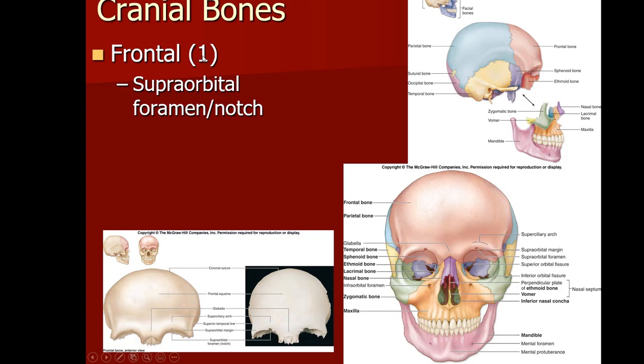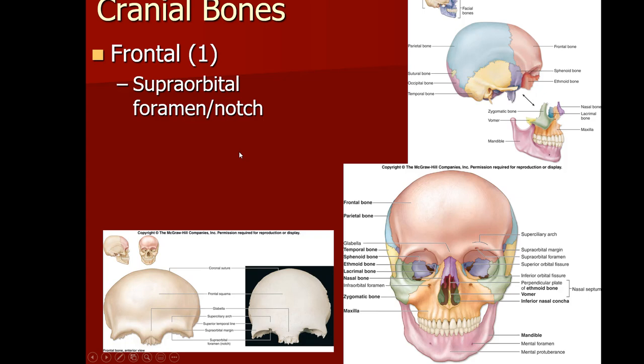I put a number 1 here. That means we only have one. So there's one frontal bone. If you see a number for another bone that has 2, that means we have 2 of them. Oftentimes there's a right and a left. But this bone, there's just one. And the subheadings under that are any bone markings that you need to be familiar with.